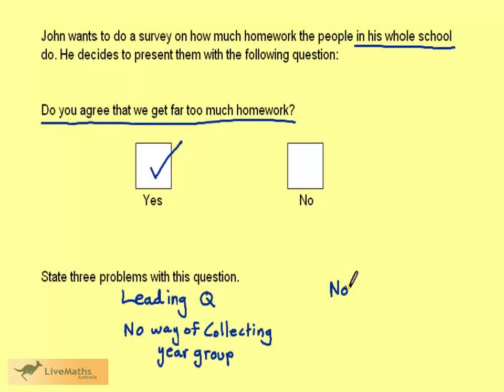Another problem is the lack of time period. He doesn't say per week, or per year, per month, or anything of the sort. In this case, he's restricting the number of responses that can be given.